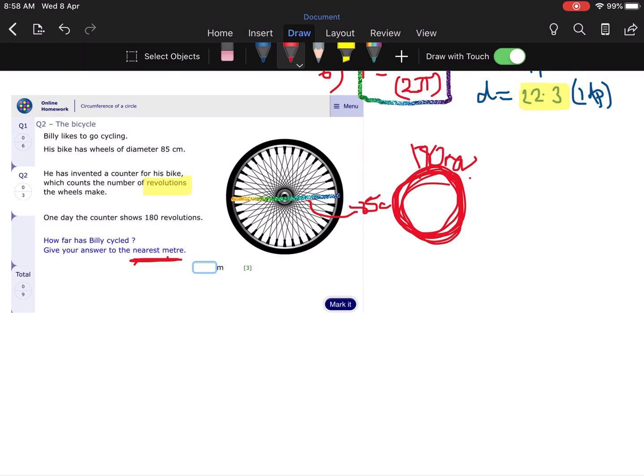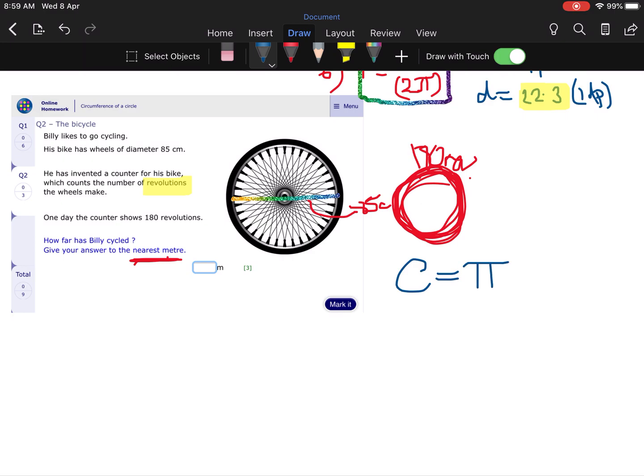So, you might be getting very confused right now. There's lots of words, a lot of revolutions, counters. It's telling you the diameter. It's telling you how many revolutions. So how do we go about this? Well, it's a circumference task. He gives us the diameter.